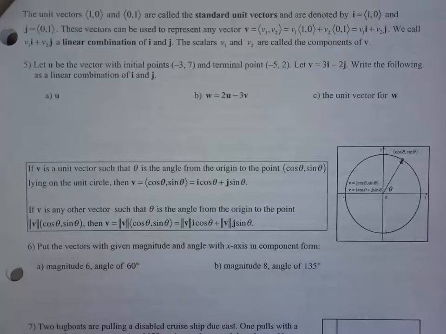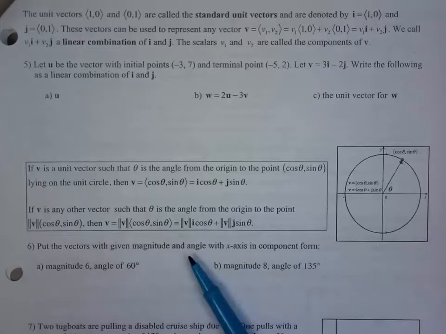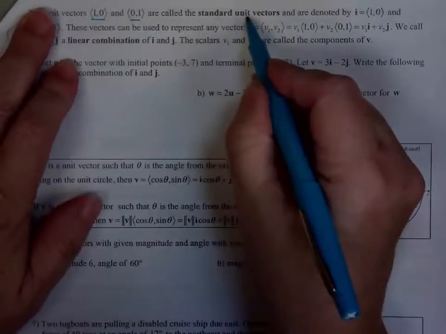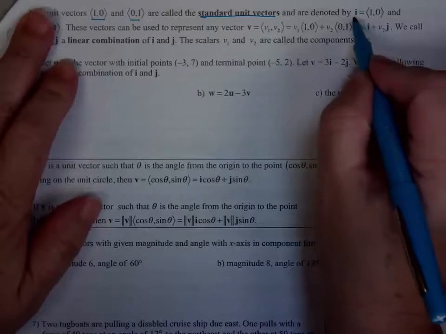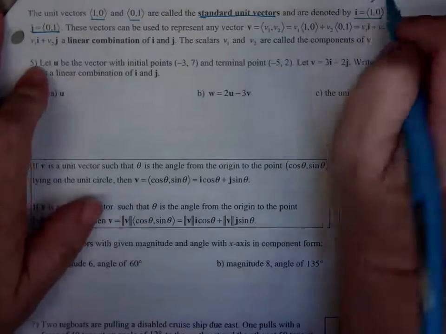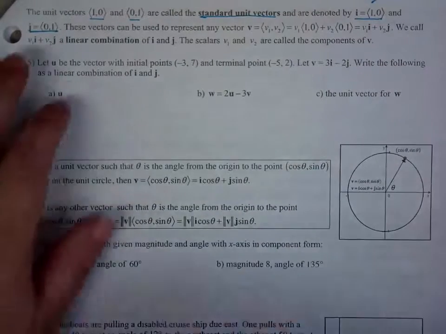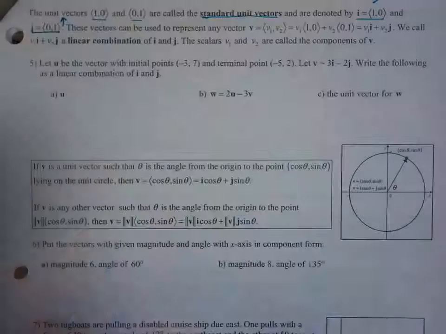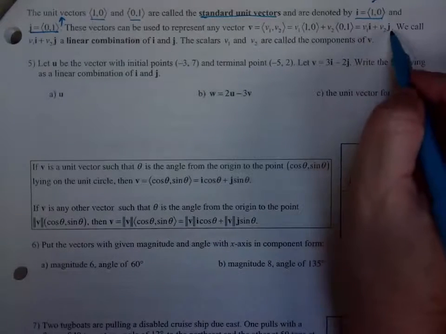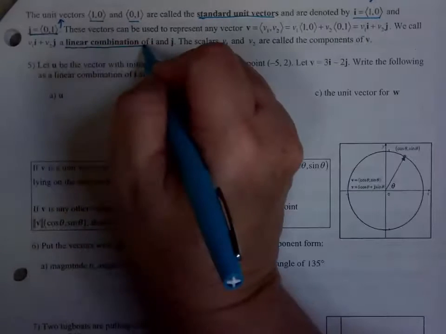Okay, the top of the next page starts talking about the standard unit vectors. The unit vectors 1, 0 and 0, 1 are called the standard unit vectors and are denoted by the lowercase i and the lowercase j. The lowercase i is a vector that goes to the right from 0, 0. The vector j goes up 1 unit from 0, 0. So these vectors can be used to represent any vector v1, v2 by writing it v1i plus v2j. This is called the linear combination form of i and j.